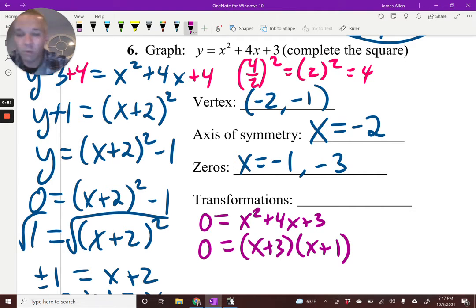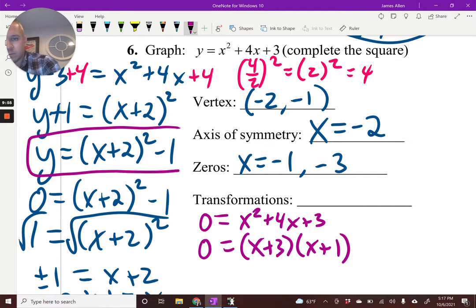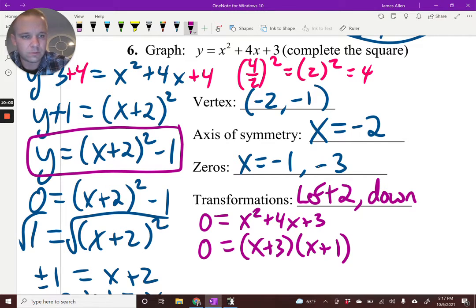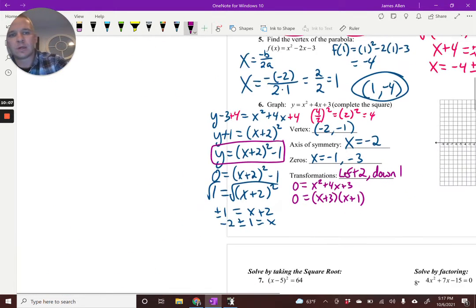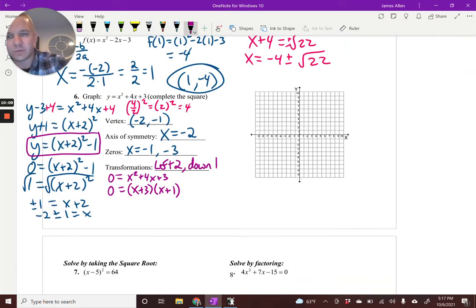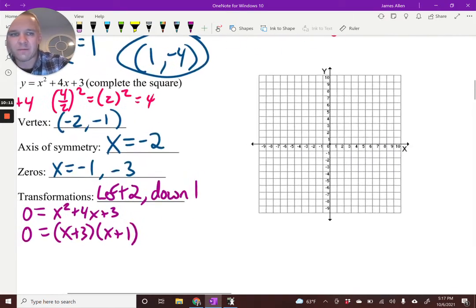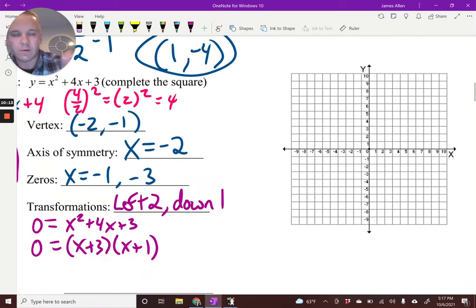Transformations. What the heck does that mean? Well, from vertex form, which is right here, that is showing that we're going left 2 and down 1. Awesome. That's all it's asking. Beautiful. Did it ask us to graph? Oh, it did. Look at that. So I'm going to pop my vertex on there. Let me get this a little better. There we go. My vertex, (-2, -1).